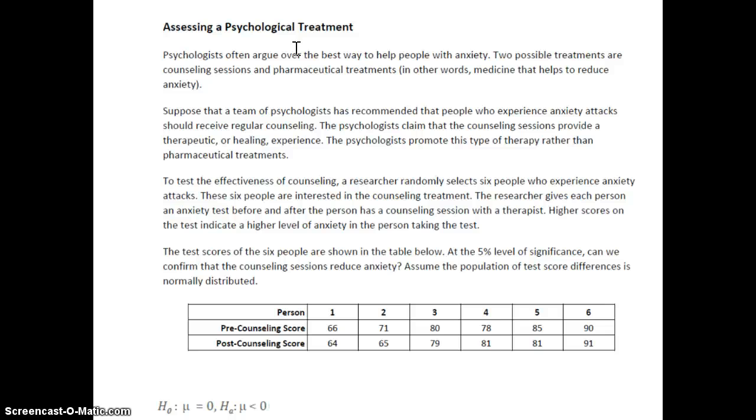To test the effectiveness of counseling, a researcher randomly selects 6 people who experience anxiety attacks. These 6 people are interested in the counseling treatment. The researcher gives each person an anxiety test before and after the person has a counseling session with a therapist. Higher scores on the test indicate a higher level of anxiety. The test scores of the 6 people are shown below. At the 5% level of significance, can we confirm that the counseling sessions reduced anxiety? Assume the population of test score differences is normally distributed. Now notice paired data: 6 people, sample size of 6, and we have pre-counseling score and post-counseling score.